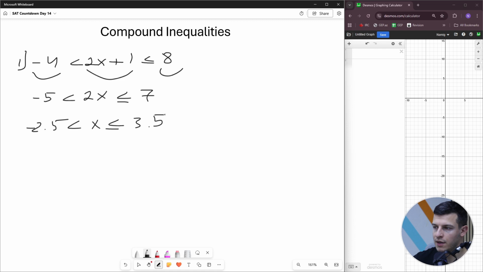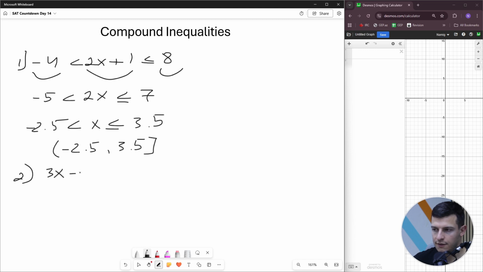So our answer is values between -2.5 and 3.5 included. Right? You have to pay attention to these values because one is included, one is not. If you show it with brackets, this one will be a regular bracket, -2.5, because it's not included, and the other one will be a square bracket because 3.5 is included. All right, let's do another example.